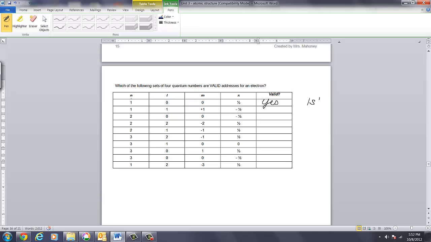Okay, look at this one. n is 1, so we're talking about the first energy level. Okay, this is saying it would be a p. 1p does not exist. Is this valid? No. 1p can't exist.